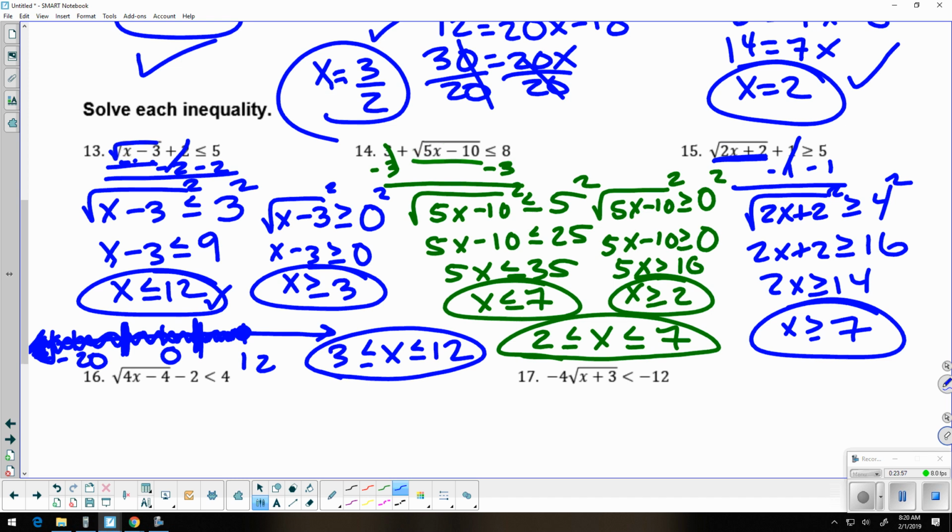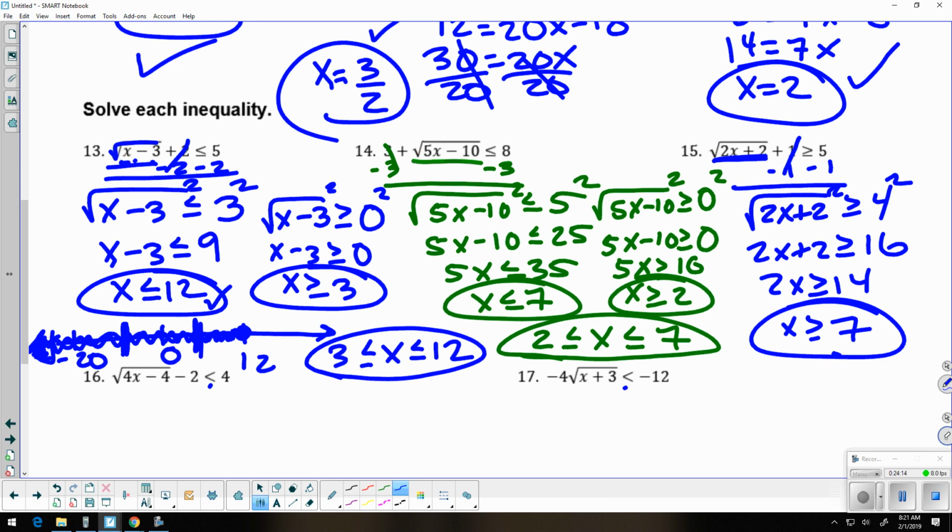Okay, so this is my only stipulation. X just needs to be greater than or equal to 7. I don't have to do that second part because it's greater. Okay, only if it's less than do you have to do that second part. So these last two, you can already see this one says less than, this one says less than, but 17 works out a little differently. So I'll go through that one in detail.